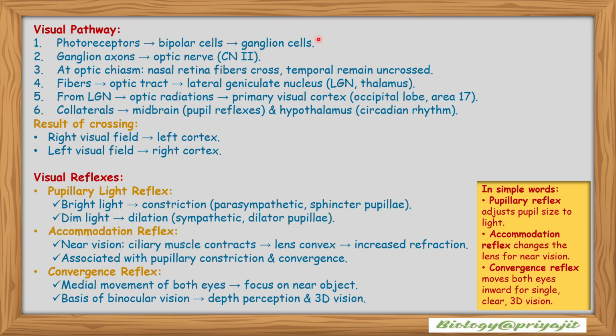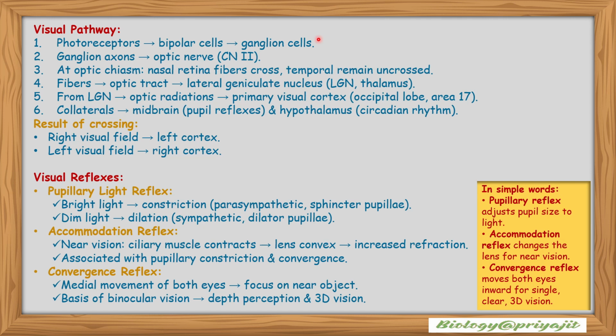The fibers from the nasal or inner half of each retina cross over to the opposite side, while the fibers from the temporal or outer half stay on the same side. From here, the fibers continue as the optic tract and reach the lateral geniculate nucleus of the thalamus, which acts like a relay station. From the lateral geniculate nucleus, the signals travel through the optic radiations to the primary visual cortex in the occipital lobe, that is the area 17 of the brain where vision is finally processed.